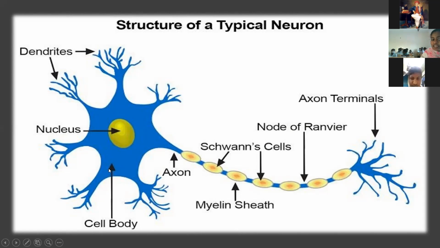Next, the cell body contains long hair-like projections. That name is dendrites. And it has a nucleus. The nucleus is scattered in the cytoplasm. This soma is the enlarged part, and it gives rise to the axon.